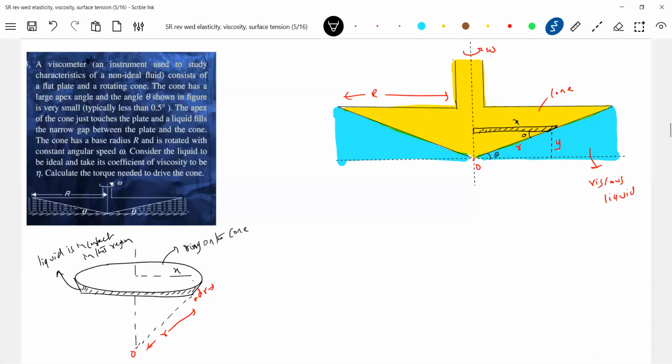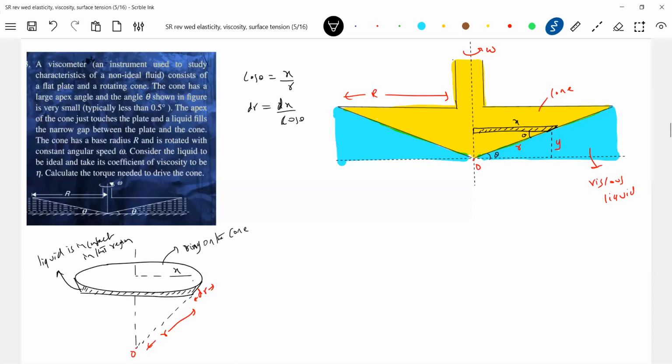Yes, given a large apex angle, the cone has a large apex angle and the angle theta is shown. I think theta is not the apex angle. Since the apex angle is large, theta will be very small. So cos theta equals x by r. So dr will also be there. Let me differentiate this. dr is equal to, theta is fixed, no? So dr is equal to dx by cos theta.